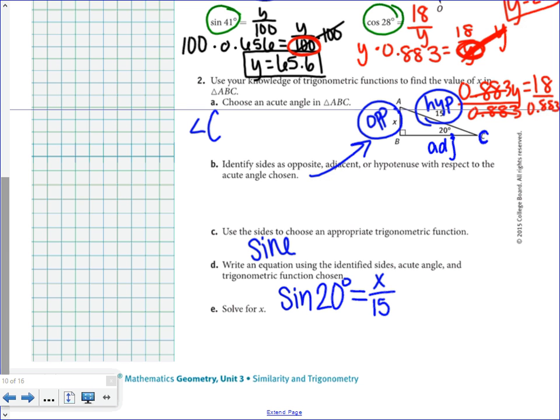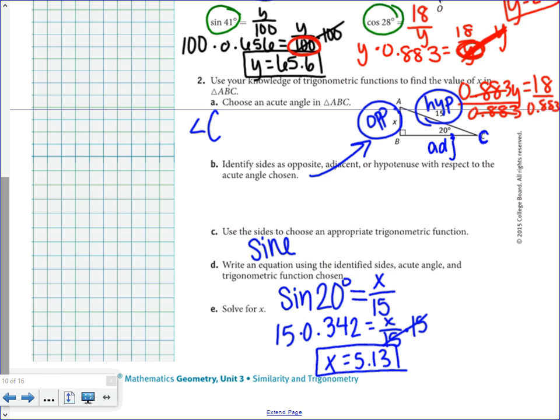So then you're going to use your calculator. The sine of 20 is 0.342. And then we multiply by what's in our denominator, which is the 15. So 15 times 0.342 should give you that X is 5.13. And again, if you said 5.1, that would be fine too. So that's if you picked angle C.